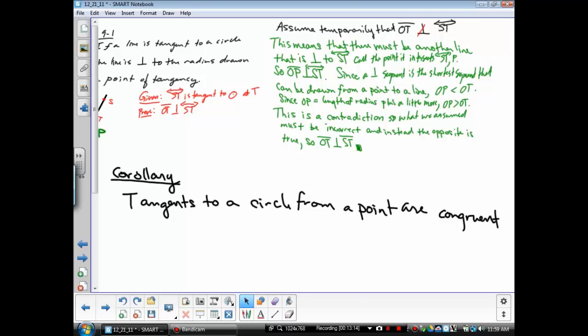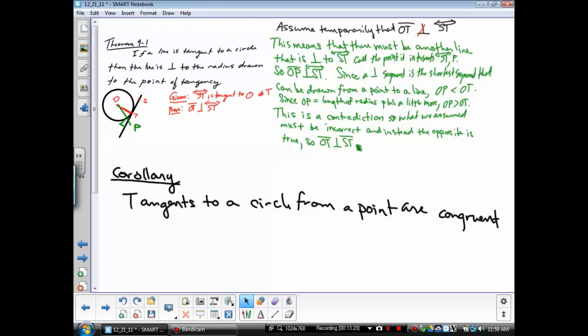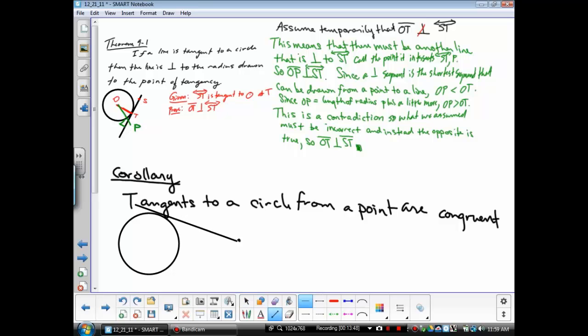All right. What this means is we have a circle and we have a point. We have tangents drawn from that point to that circle. How many tangents can be drawn from that point to the circle? How many tangents? One of them that goes and touches the circle above, right?